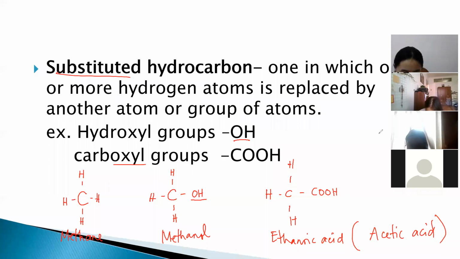Huwag kayong malito, anak, ito ang susunod: how to name that and how to identify that. Anyway, ganun lang yung substituted hydrocarbons. Yeah, it's a carboxylic acid. And the carboxylic acids are the organic acids. You will identify if the substance is an acid if you have the presence of the COOH. Acid yan siya. Kaya ethanoic acid or commonly called as the acetic acid.